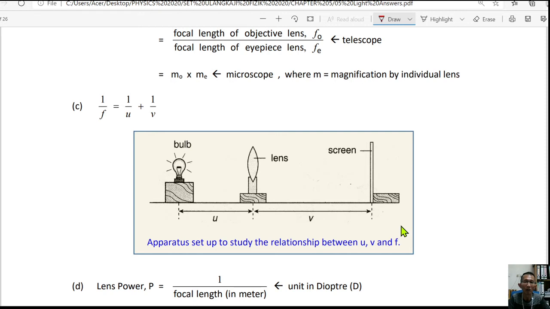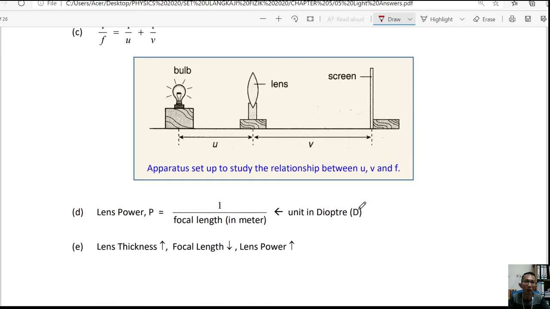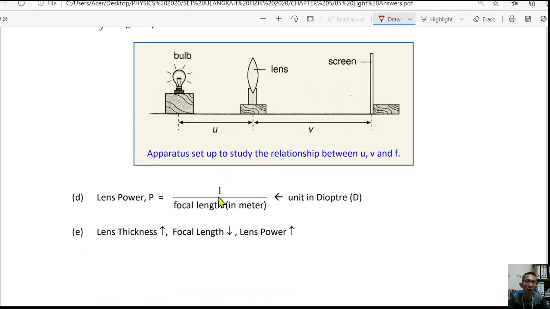All right. And then lens power. Lens power is 1 over focal length. But be careful, the focal length must be in meter. You cannot use centimeter in determining the power. The unit for power of a lens is diopter, which is equivalent to, if I use this formula, meter to the power of -1. So that is our diopter.